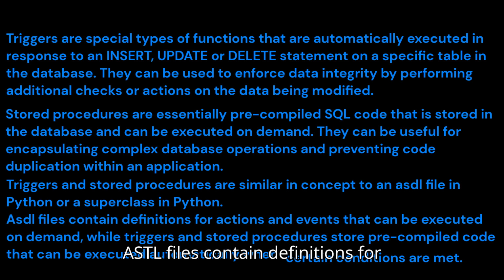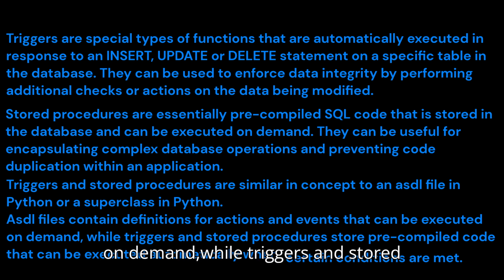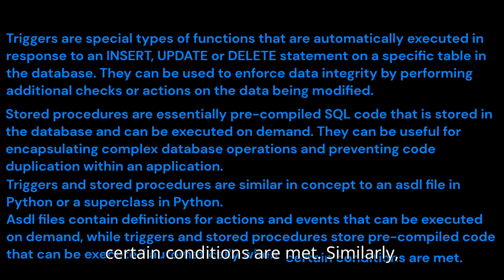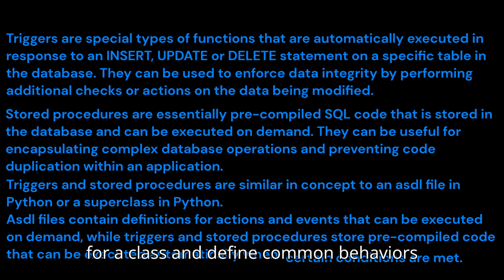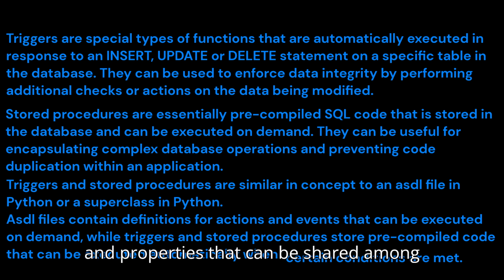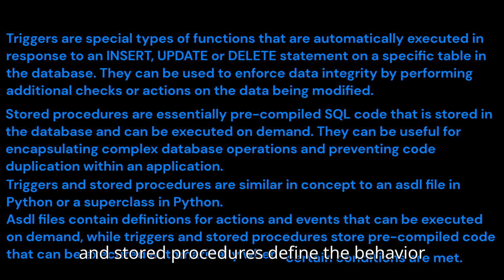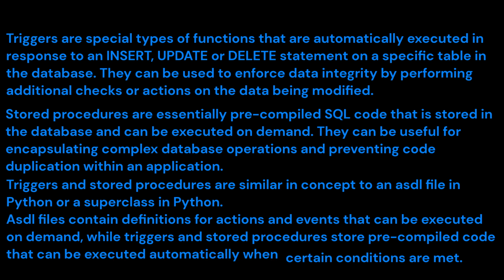ASDL files contain definitions for actions and events that can be executed on demand, while triggers and stored procedures store precompiled code that can be executed automatically when certain conditions are met. Similarly, Python superclasses contain the blueprint for a class and define common behaviors and properties that can be shared among different subclasses, just like triggers and stored procedures define the behavior and actions to be executed under specific conditions.